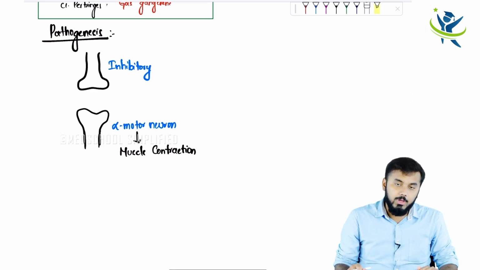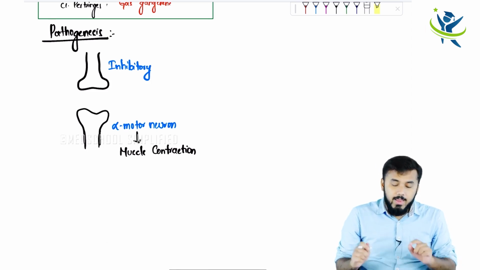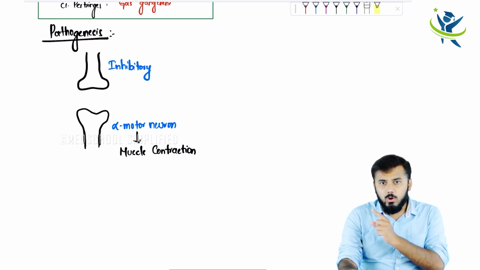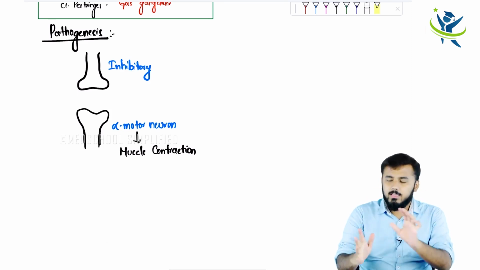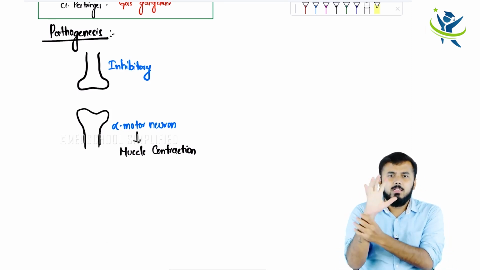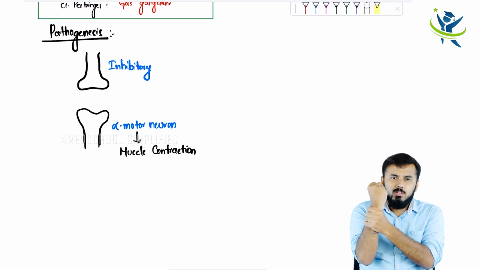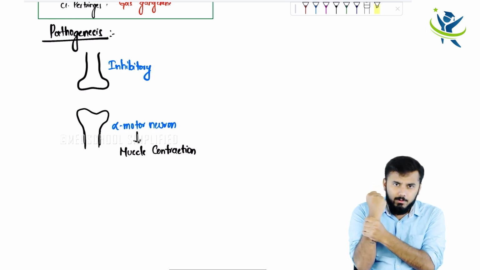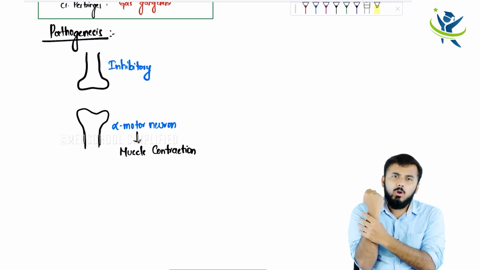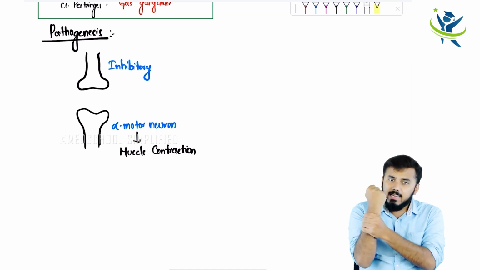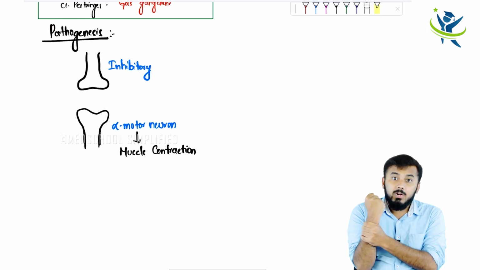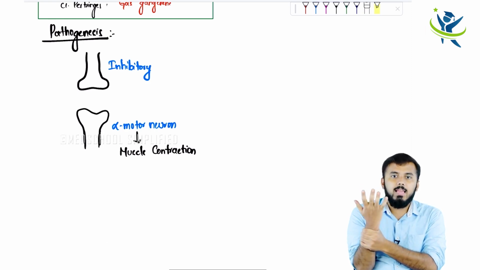Now look what is going to happen here. My alpha motor neuron fires 24/7. It all the time fires and keeps my muscle contracted. See, I'm contracting my muscles now. If I'm closing the fist, it means I'm contracting my muscles. So all these muscles are all the time contracted. But all the time contraction is not needed. You even have to relax your hand.